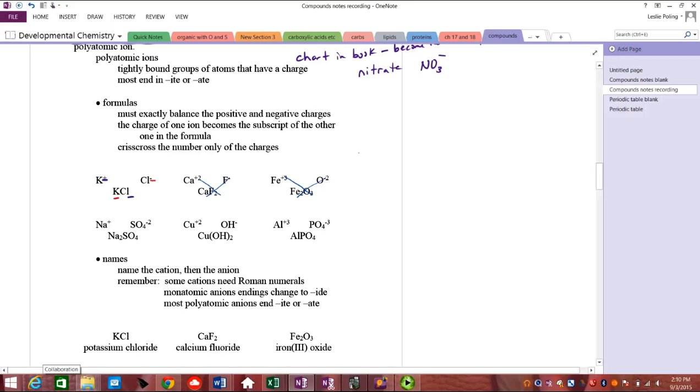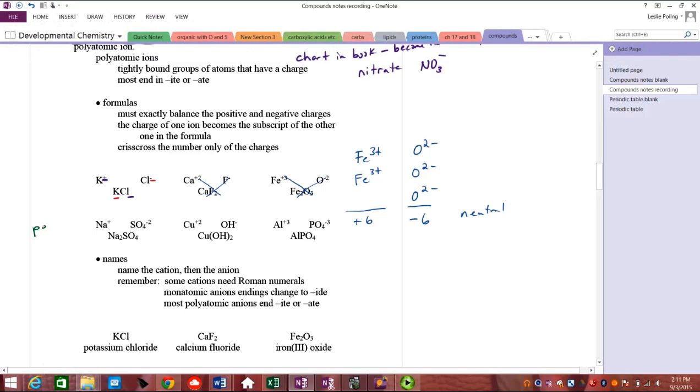So in this compound we've got Fe3+ twice and O2- three times. So we have a grand total of +6 and a grand total of -6. So we are neutral.